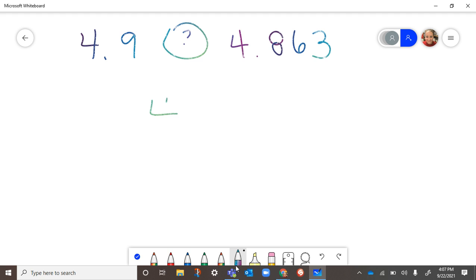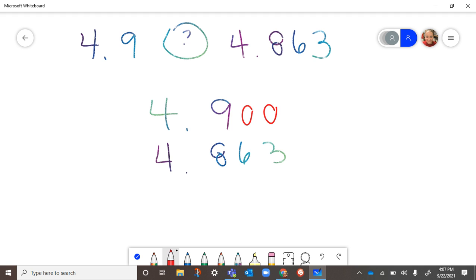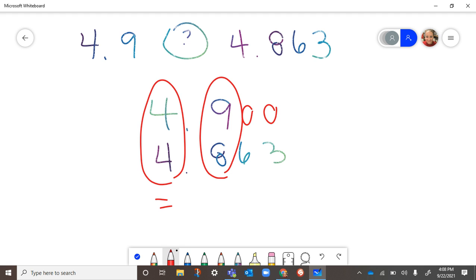And so our first step is to stack them on top of each other. So there's my 4 and 9/10. Here's my 4 and 863 thousandths. And then I'm going to add zeros. And then I'm going to look column by column. So I'm going to start on the left, and I see that I have a 4 and a 4. Those are equal. Here I have a 9 and an 8. Those are not equal. They're not the same number. So now I can make my comparison. I know 9 is greater than 8. So that means that 4 and 9/10 is greater than 4 and 863 thousandths.